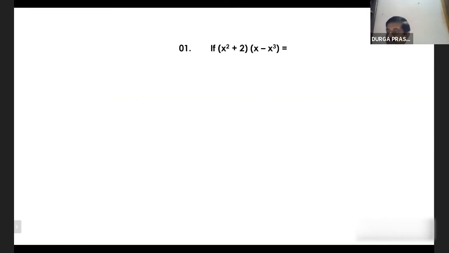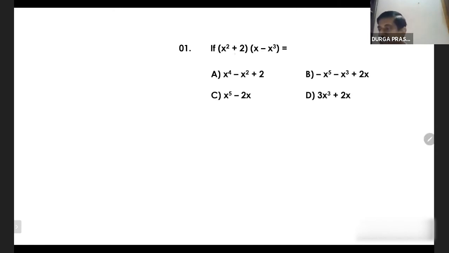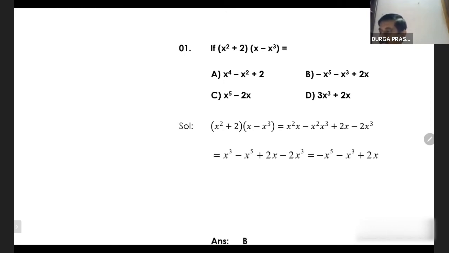Look at this: x squared plus 2 into x minus x cubed. This is a simple expansion, so we can directly multiply. x squared into x is x cubed, minus x squared into x cubed is x power 5, plus 2 into x is 2x, minus 2x cubed. So look at this expansion, which is equal to minus x power 5 minus x cubed plus 2x, which is option B. Please note it fast, quick.